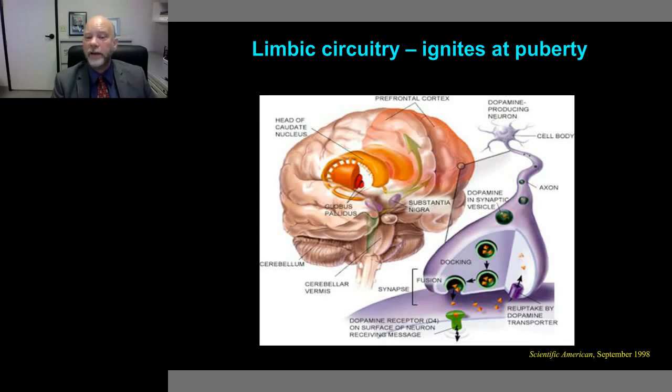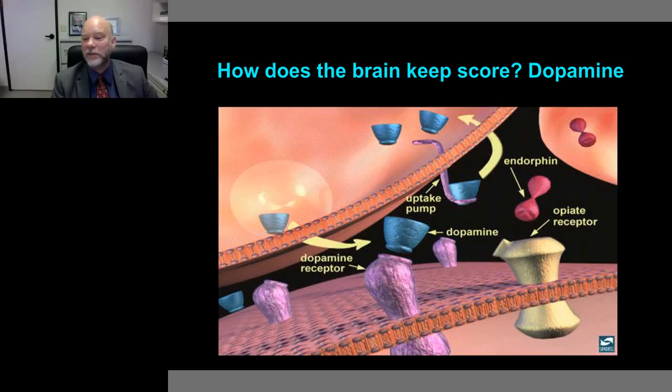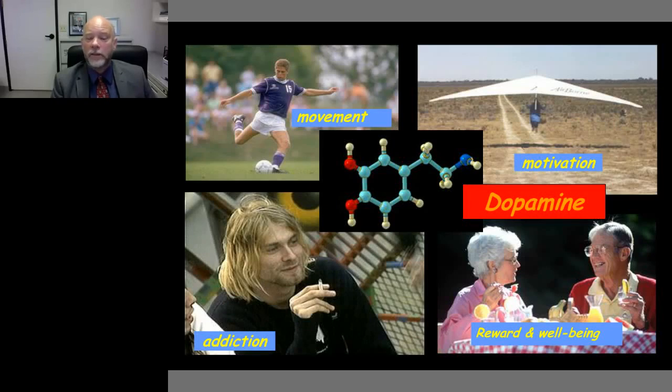And the currency for these behaviors is dopamine. In terms of making a good decision, pleasure, dopamine goes up, reinforces those connections. Bad decision, pain, unhappiness, displeasure, dopamine goes down. Don't use those connections, don't keep those connections. Dopamine is a very primitive type of molecule. It's involved in many things: movement, motivation, reward, well-being, but also addiction.